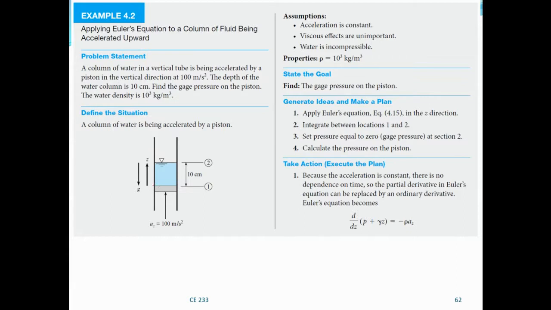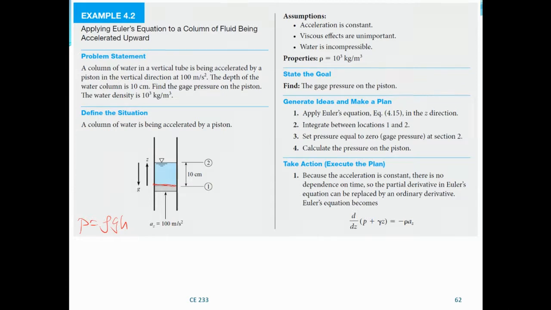So we want to know the gauge pressure on the piston. That's the water pressure here as it is accelerating. If it is static, the gauge pressure will simply be rho gh due to the height. But because it is accelerating, now we have to incorporate the dynamic component. Acceleration is going to affect the pressure. And how will it affect the pressure?